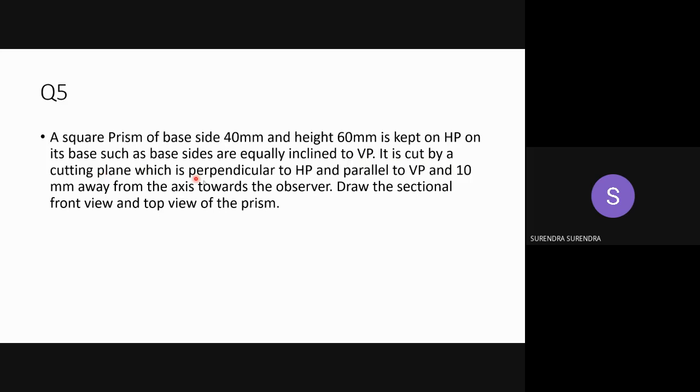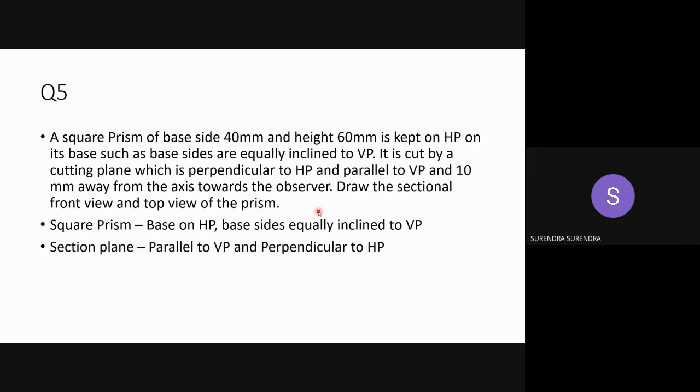It is cut by a cutting plane which is perpendicular to HP. So the cutting plane is perpendicular to HP means we should represent it as a line in top view, and parallel to VP, 10 mm away from the axis towards the observer. Draw the sectional front view and top view of the prism. So the shape of the object is a square prism with base on HP and base sides equally inclined to vertical plane. Next, the section plane is parallel to VP and perpendicular to HP. The position of the section plane is also given.